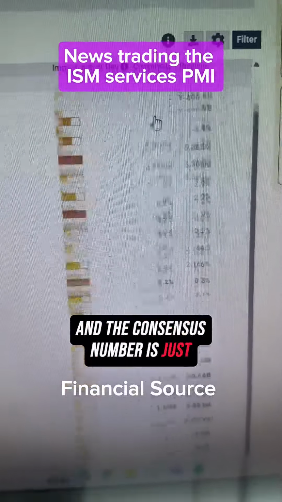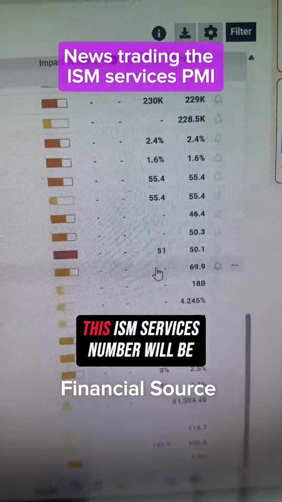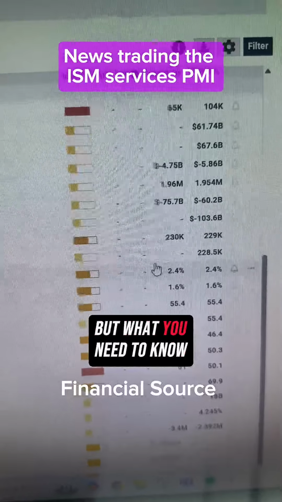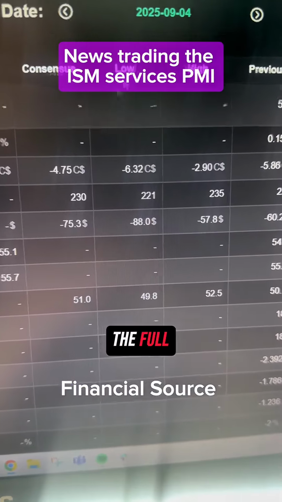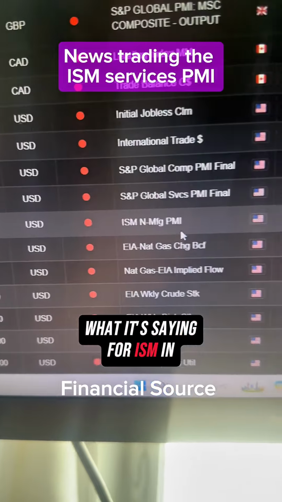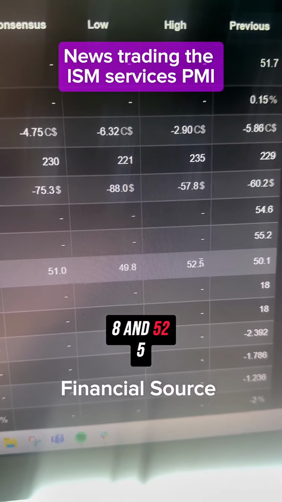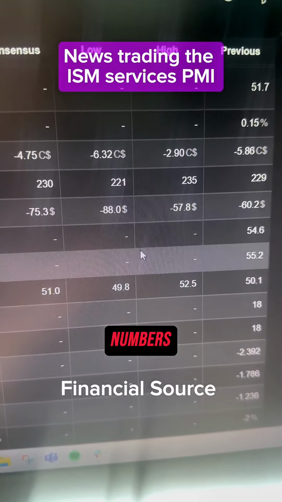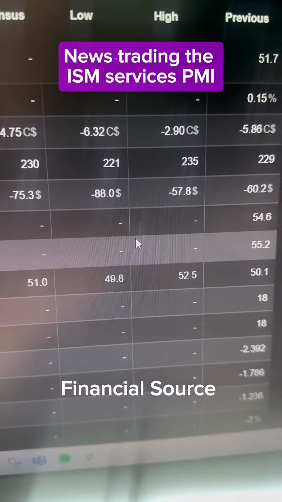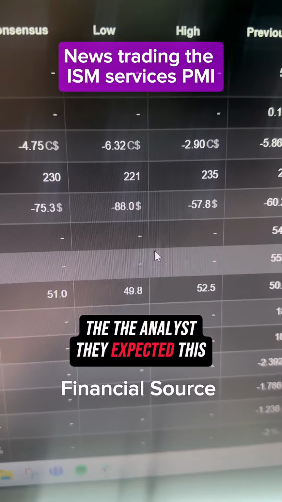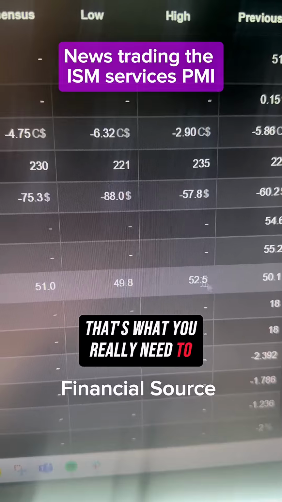And the consensus number is just an average of all of the participants surveyed and what they think this ISM services number will be. But what you need is a professional calendar like this, and this professional calendar gives you the full range of expectations. So what it's saying for ISM in this case is the number should be between 49.8 and 52.5. If it is between these two numbers, the full range of expectations, it's probably not going to move the market that much, right? Because everybody, the big banks and the analysts, they expected this. But if it's outside this range, that's what you really need to identify that shock.